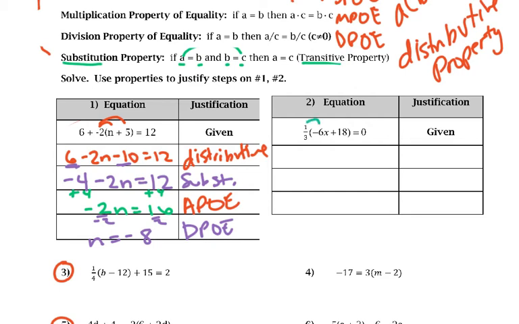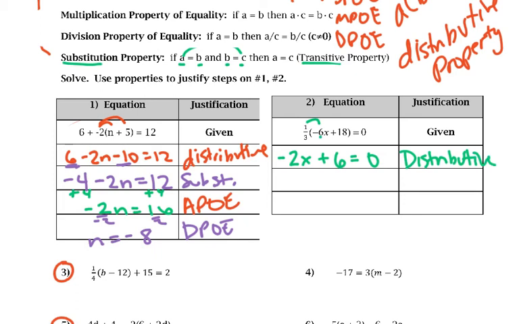So on number 2, we are going to distribute again. So 1/3 of -6. I don't want you to get a calculator. I just want you to think, if you have 6, what's a third? It's 2. So 1/3 of -6 is -2x. And 1/3 of 18 is 6. So when I give you fractions, most often I'm giving you very common fractions that you do not need a calculator for, so I don't want you using a calculator for that. So again, this is distributive property.